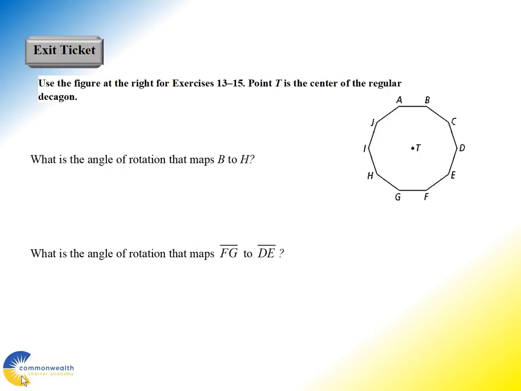So what we're looking at here is that each one of the points out there are going to be rotated about T. So basically, I'm going to end up with the same shape as the decagon. It's just that the points will be in different places and segments will be in different orders and what have you. So when I look at these two questions, the first thing I want to do is see what the angle of rotation is that maps B to H.